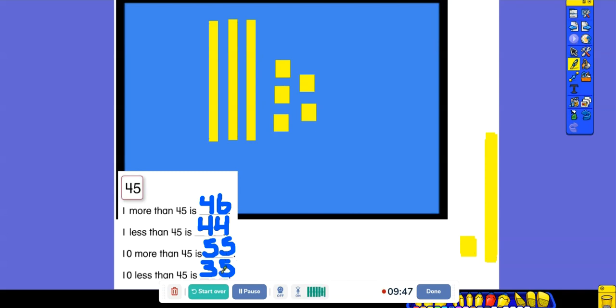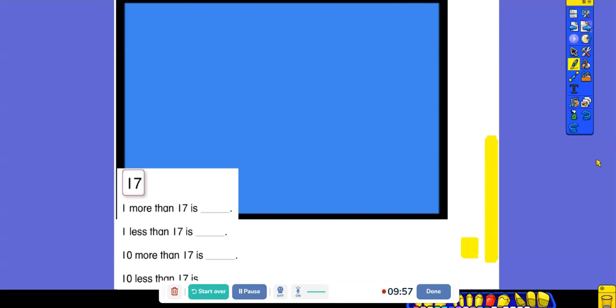Excellent. The most important thing with this activity is to make sure you go back to your original number each time. So now, if you'd like, you can pause my video here and you can try this on your placemat or drawing it in a notebook or wherever you might be doing your work. And you can try doing this for the number 17.